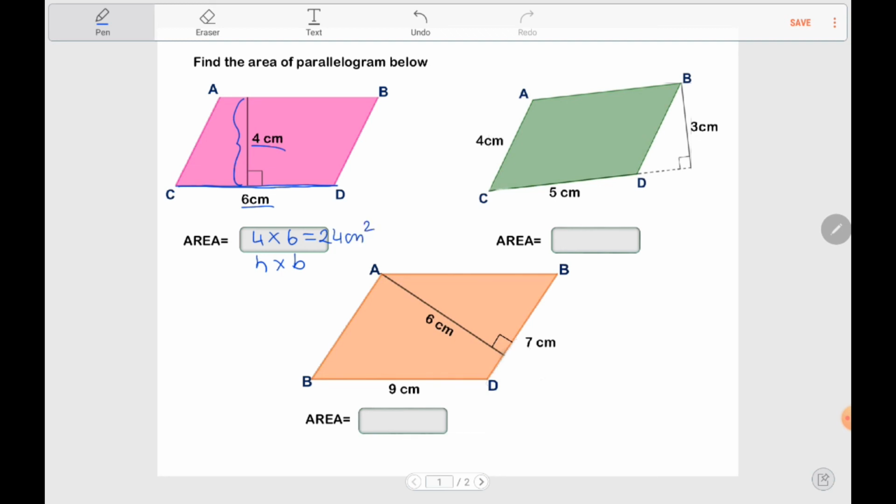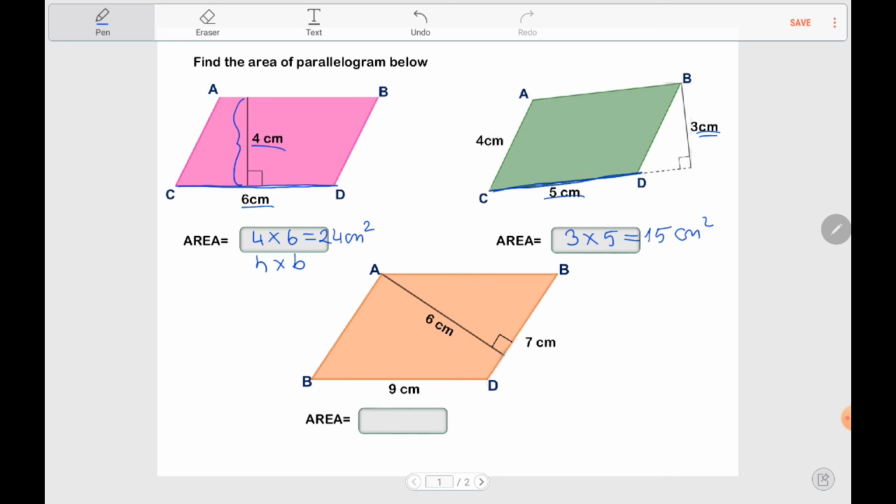So, let's look at the second one. The height is 3 centimeters. And this height is perpendicular to CD. So, our base is CD, and this is 5 centimeters. So, the area is 3 times 5, and this is equal to 15 square centimeters.